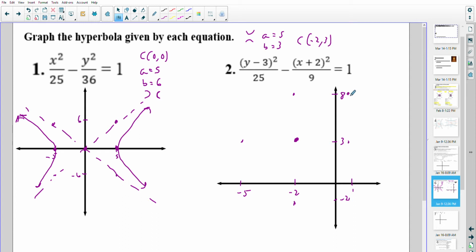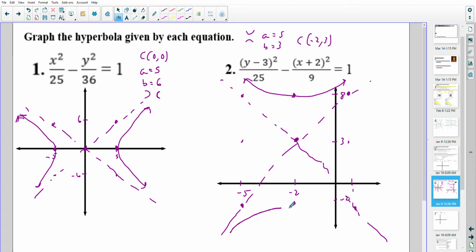That means that your points are now going to be here, here, here, and here. And again, you're going to draw these dashed lines, which are going to be your asymptotes. And when you put those asymptotes in, then you're going to go ahead and draw in the parabola through those vertices to complete the hyperbola.